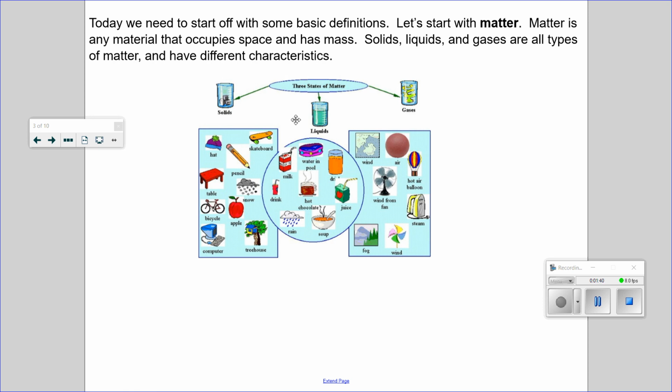Just for now, you might want to put the video on pause and look at the different examples of objects in our world that can be classified as solids, liquids, and gases. All right, let's move forward.